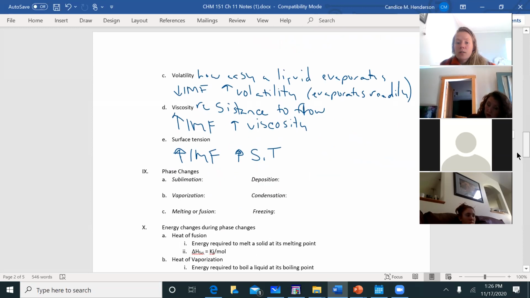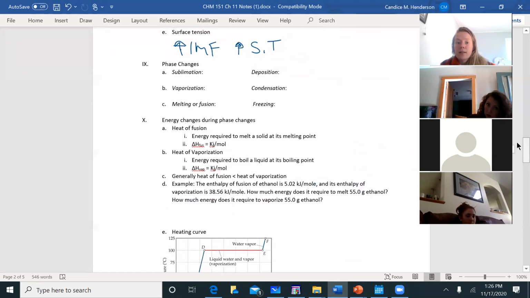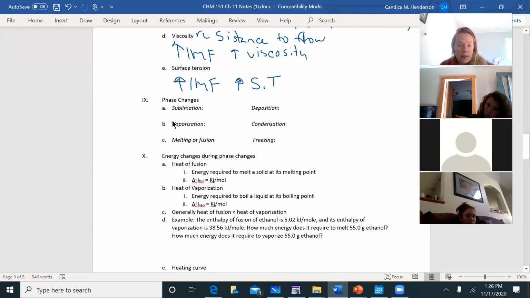Hopefully these phase changes are nothing surprising. We've got something called sublimation. That's when we're going from a solid to a gas. Vaporization is when we're going from a liquid to a gas. And then melting or fusion is when we're going from a solid to a liquid. How do I make all of these things happen?